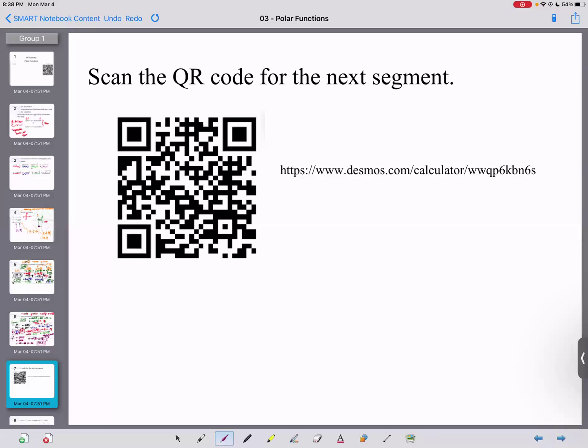So here's what I want you to do. Scan that QR code on your cell phone, or if you're on your cell phone right now, let me post that link into the chat.